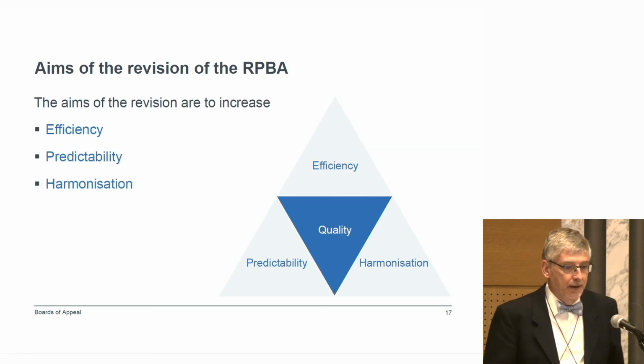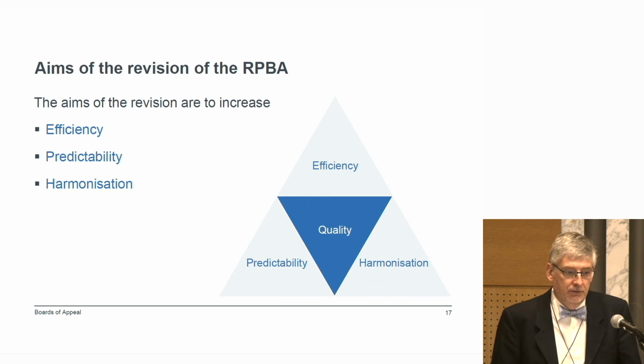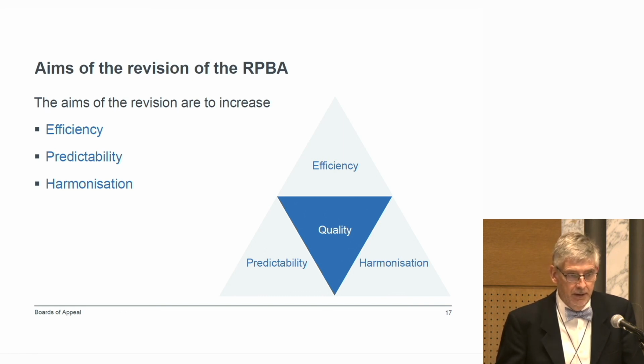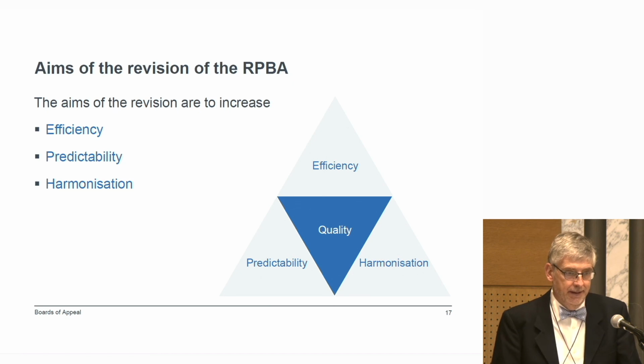We work now under a new version of the rules of procedure. We call it the revised version of the rules of procedure 2022 that I mentioned earlier. So I will try to concentrate only on the important points and how they influence the processing of an appeal before the boards of appeal.